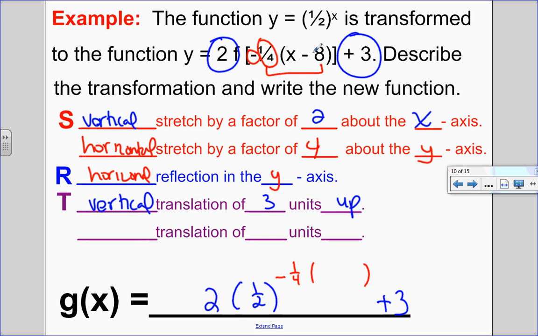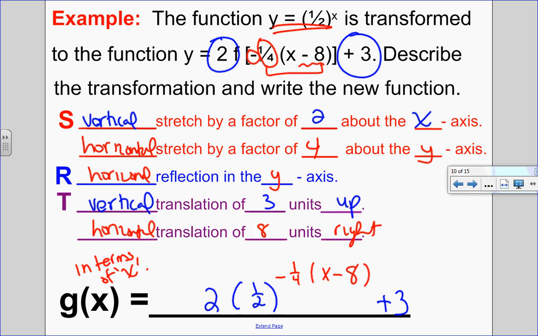And then the last piece I have here, this -8. -8 looks like it's going to the left, but horizontal lies. So I know I have a horizontal translation of 8 units to the right. And that will just be x minus 8. So there is my function g of x, and this is in terms of x. So whenever I ask you for a formula or an equation in terms of x, I want you to go back to the base function. This here is function notation, which is in terms of f of x.